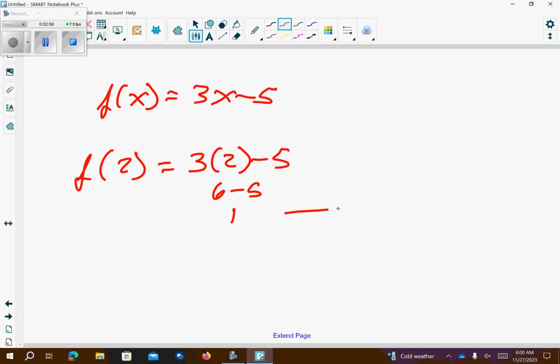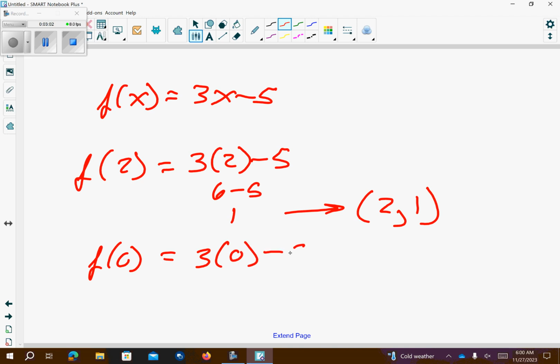This gives me the point. The input is 2, the output is 1. If we had f at 0, we're going to plug 0 in for the x. So I'm going to go 3 times 0, which is 0, minus 5. So 0 minus 5 is negative 5. This gives me the point 0 comma negative 5, where 0 is the input, negative 5 is the output.